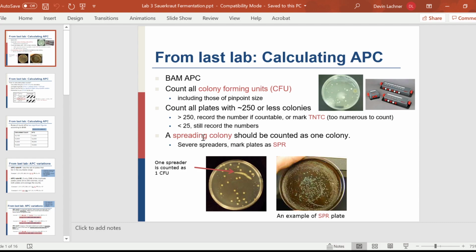So for spreading colonies, so you see a little streak there, you can just mark those plates as SPR. Okay? So if it's really severe, so just one of them like this is going to be 1 CFU, it's just going to be counted as one colony. But if it's a lot of spreading going on, like in this one, then that would just be SPR.